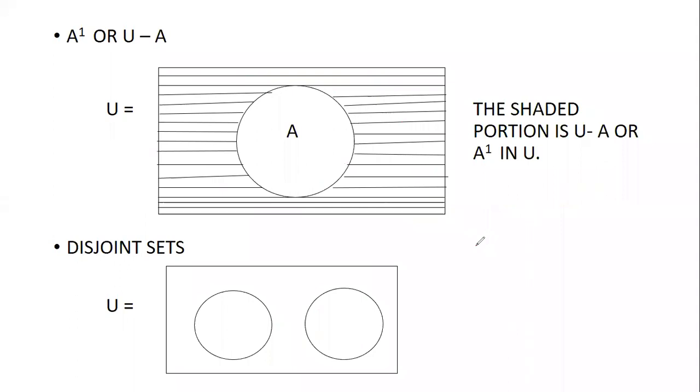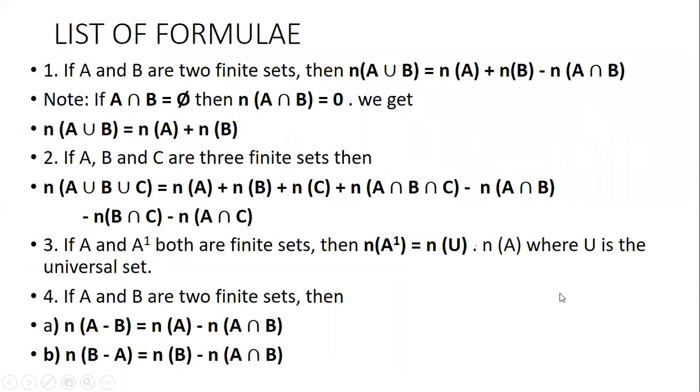Okay. Now let us go to the next. So that completes our Venn diagrams. We will now try and solve problems using Venn diagrams as well as set concepts. Before going to problems, you're supposed to learn and understand a few of the basic formulas. So let's see the list of formulas. The first one is, if A and B are two finite sets, then n of A union B.